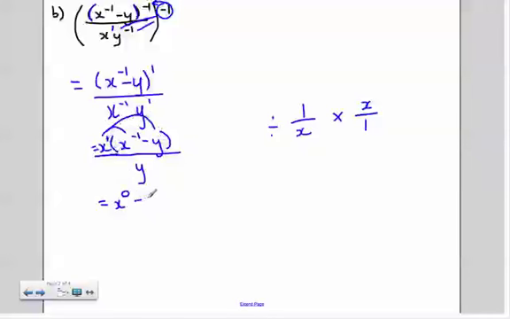x times y is just xy. Any base to the exponent 0 is always 1. That's another law of exponents. So my final answer for this isn't really pretty, but it's (1 minus xy) over y.